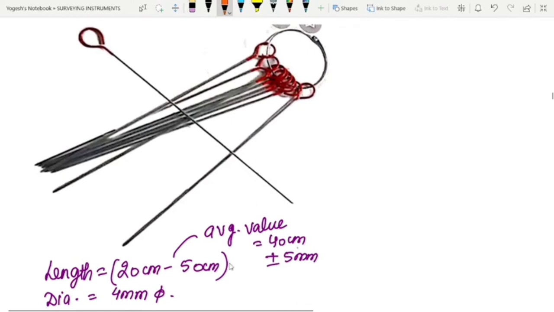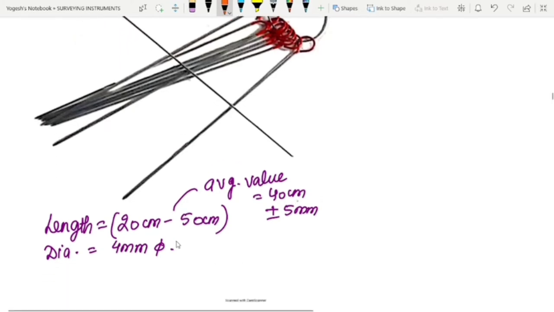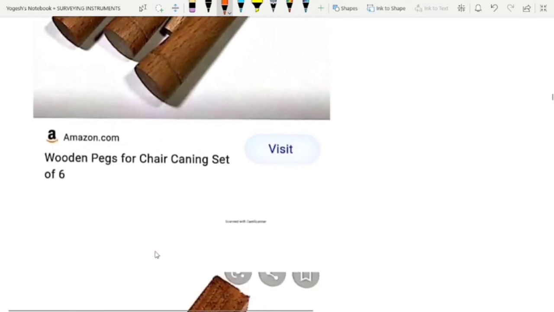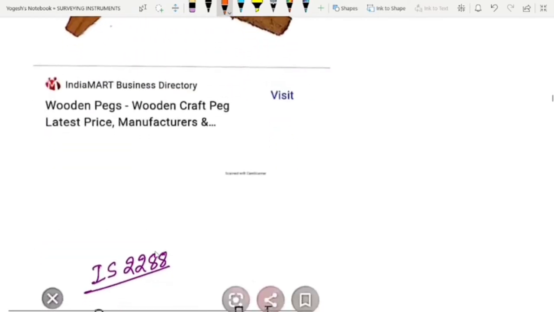Arrows have a length of 20 to 50 centimeters, with an average value of 40 centimeters plus or minus 5 mm. The diameter is 4 mm. These are the wooden pegs.